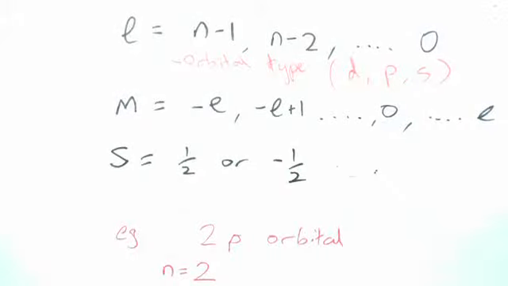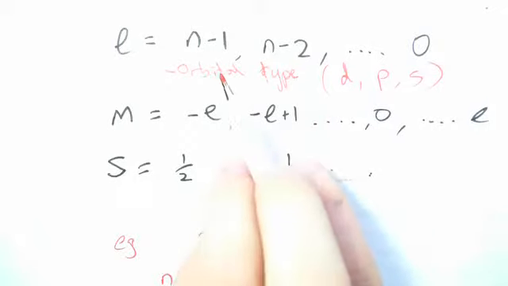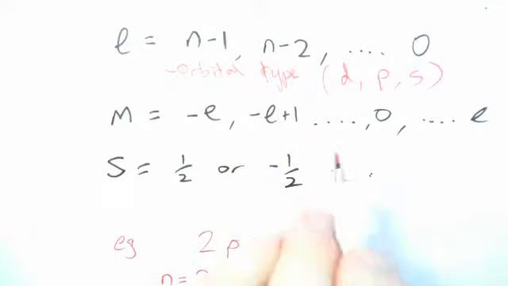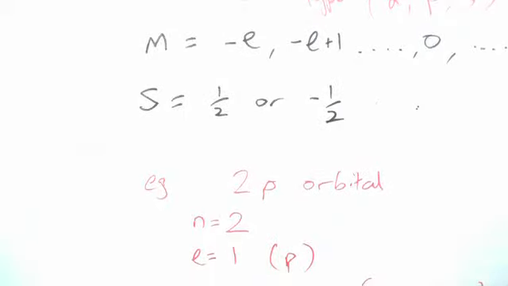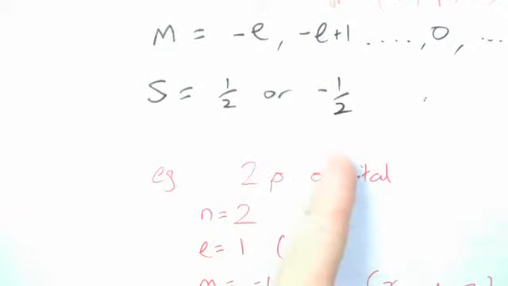M is your sort of orbital direction. So from minus L to L, these describe the x, y, and z orbitals of the p. So p is L equals 1. So minus 1, 0, 1 is your x, y, z p orbitals. And then the spin quantum number is just for each electron in each of those different configurations of each orbital. You can have two electrons, one spin up, one spin down, or one with spin 1/2 and one with spin minus 1/2.